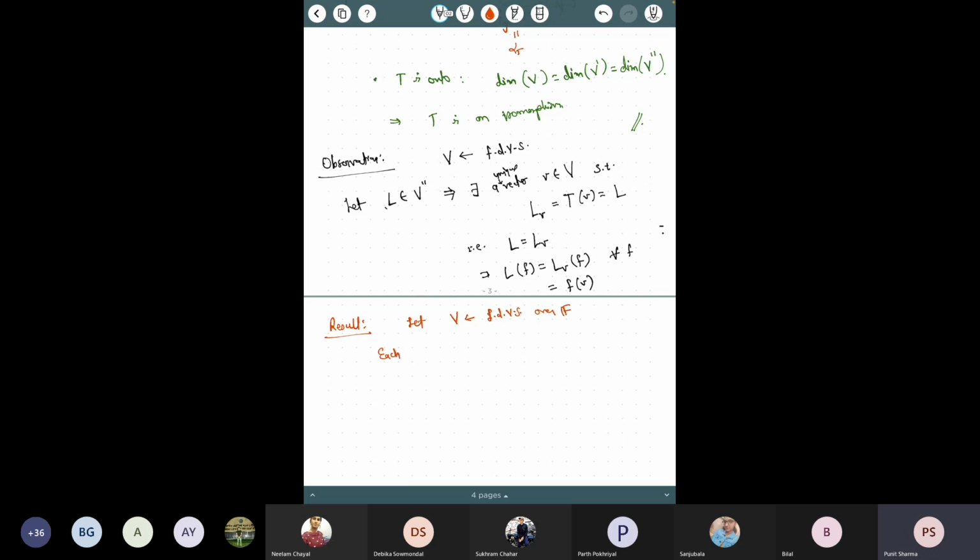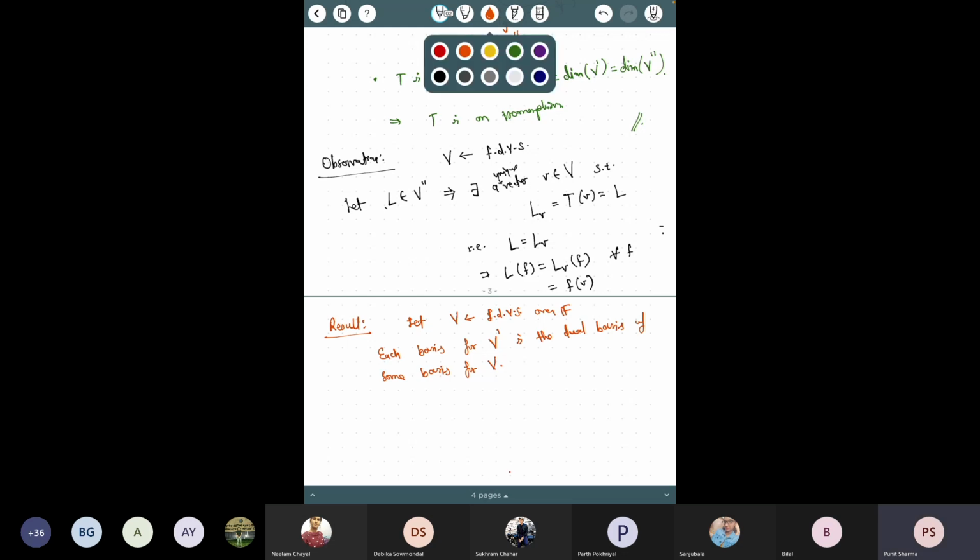Then each basis for, let's say, V dash is the dual basis of some basis for V. So whatever basis you take for V dash, you can always find a basis of V for which the given basis is the dual. All right. So we have to do it for each basis of V dash.